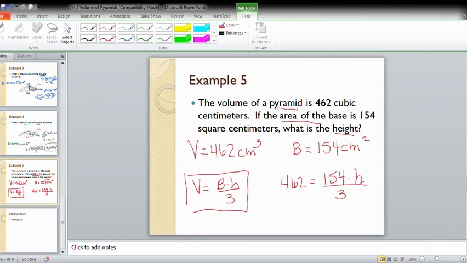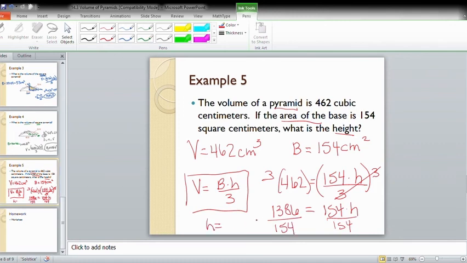We're going to get h by itself. Get rid of that 3 on the bottom, so we're going to multiply both sides by 3. Nice and easy, right? And I don't know what that is off the top of my head. Let's give it a whirl. 462 times 3, 1386. 1386 equals 154 times h. And last step, get rid of the 154. So we're going to divide by 154. And that gives me h is equal to 9 centimeters.